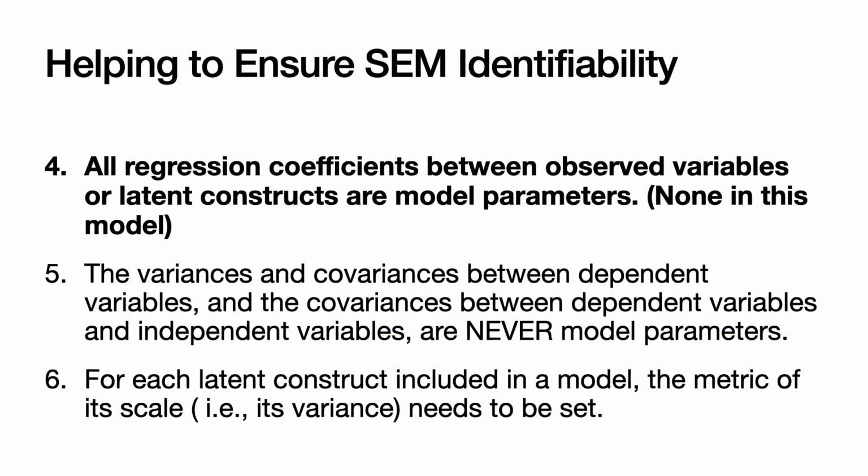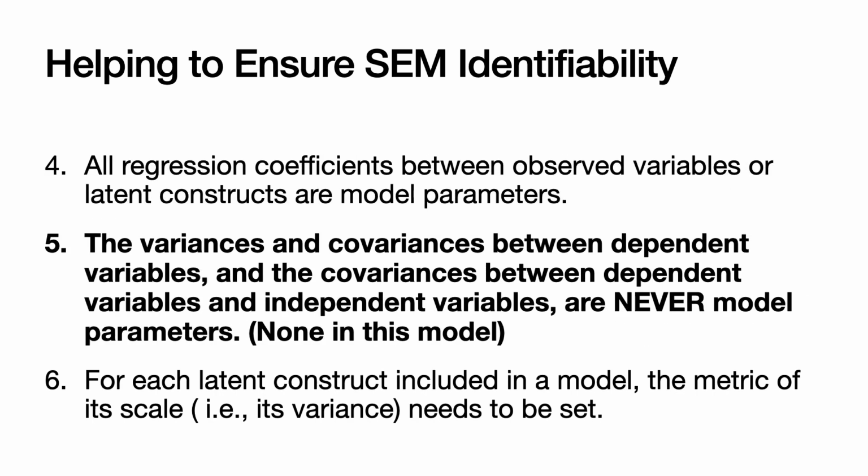Rule 4: all regression coefficients between observed variables or latent constructs are model parameters, and we don't have any of those in this model, so we won't look at the path diagram. Rule number 5, the variances and covariances between dependent variables and the covariances between dependent variables and independent variables are never model parameters. And again, we have none of those in this model, and so we don't need to look at the path diagram.